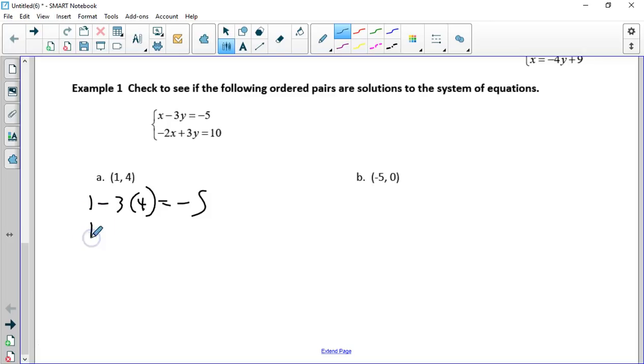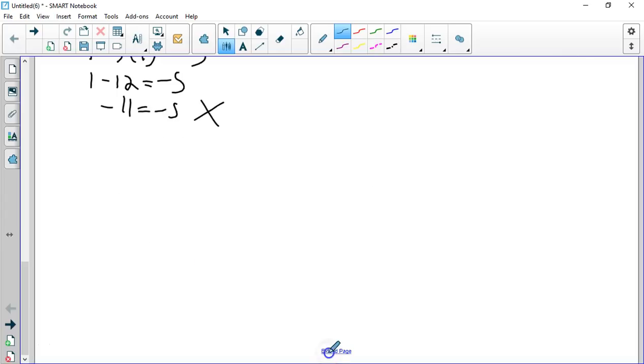So 1 minus 12 equals -5. Well, that's -11 equals -5, and that's false. So I'm actually already done, because if (1, 4) is not on the first line, it can't be on the intersection of the two lines. And that's what a system of equations is. It's the point where they both cross. But let's go ahead and do the work anyway.